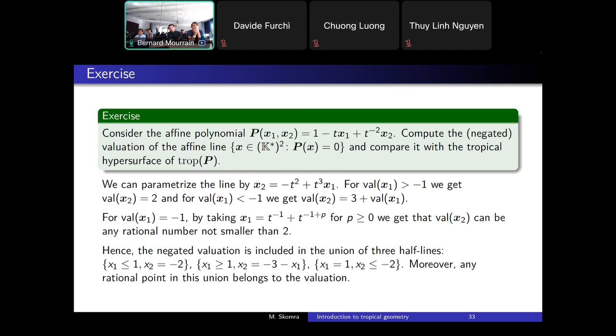Okay, and you can convince yourself that any rational point in the union of these three half-lines belongs to the valuation. So here, if I want to have x1 = 0 and x2 = -2, I will just take t to the power 0 here, and I will get some x whose valuation will be on this half. So now we can draw the valuation.